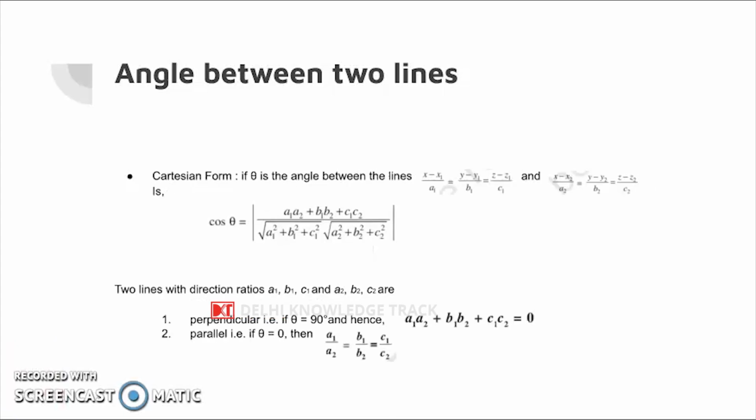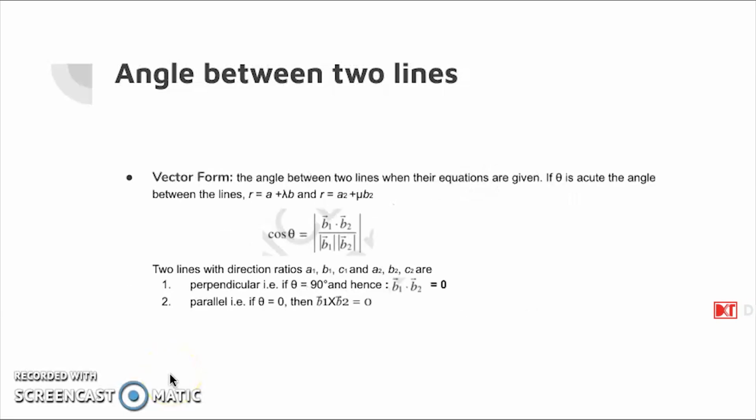In a similar way, the angle between two lines in Cartesian form will be, if theta is the angle between the lines, and the equations of the lines are x minus x1 divided by a1 is equal to y minus y1 divided by b1 is equal to z minus z1 divided by c1 and x minus x2 divided by a2 is equal to y minus y2 divided by b2 is equal to z minus z2 divided by c2. Then the angle between them will be given by the modulus of a1a2 plus b1b2 plus c1c2 divided by under root of a1 square plus b1 square plus c1 square into under root of a2 square plus b2 square plus c2 square. If you notice, this formula is quite similar to the vector form of cos theta.